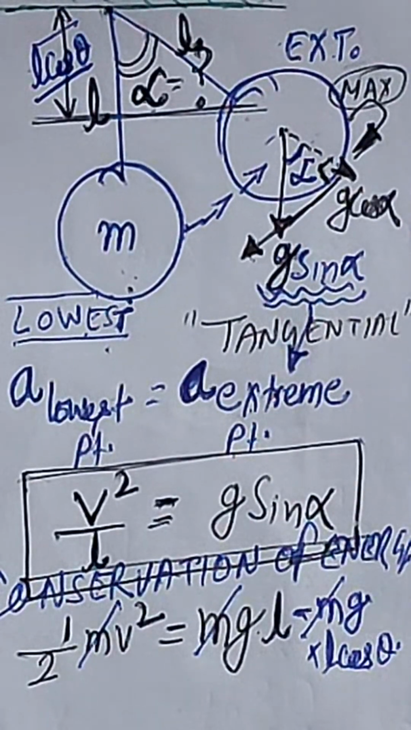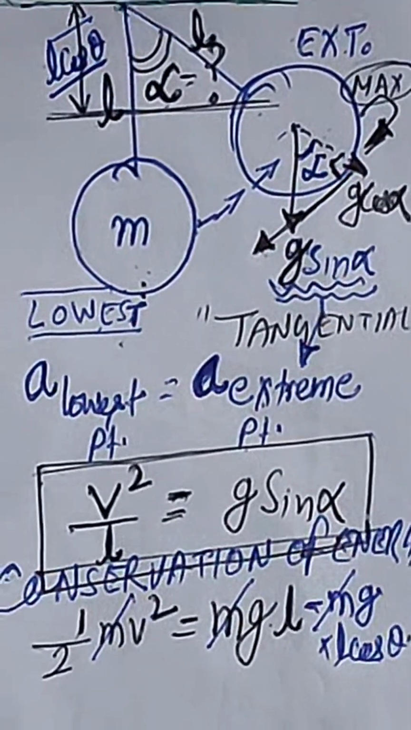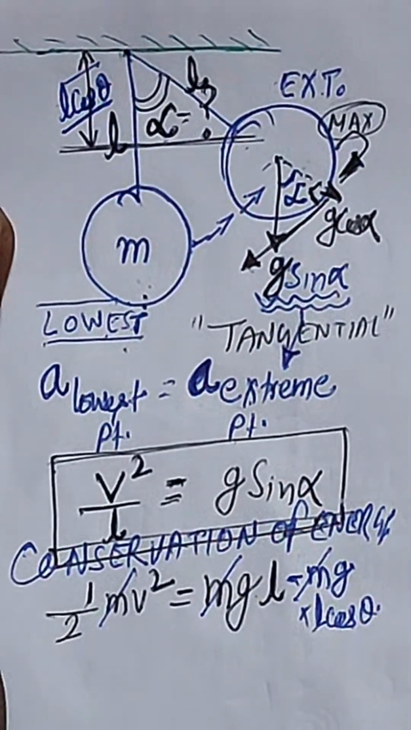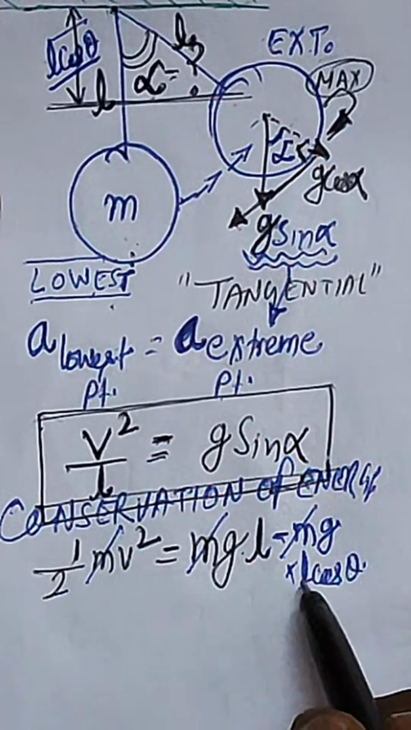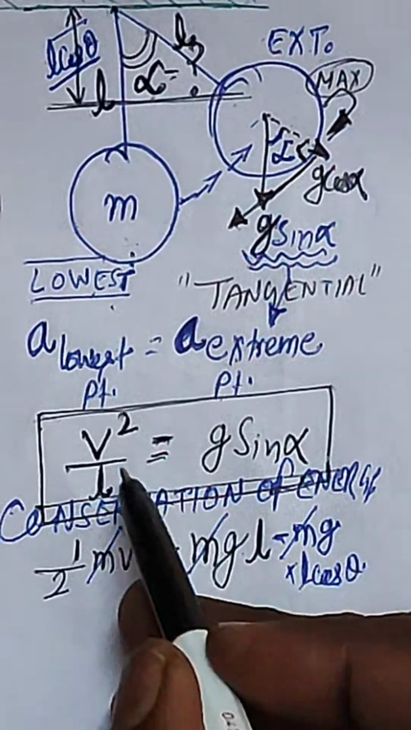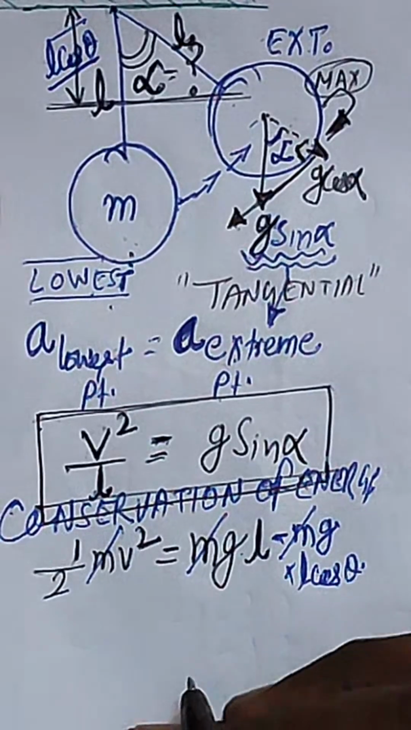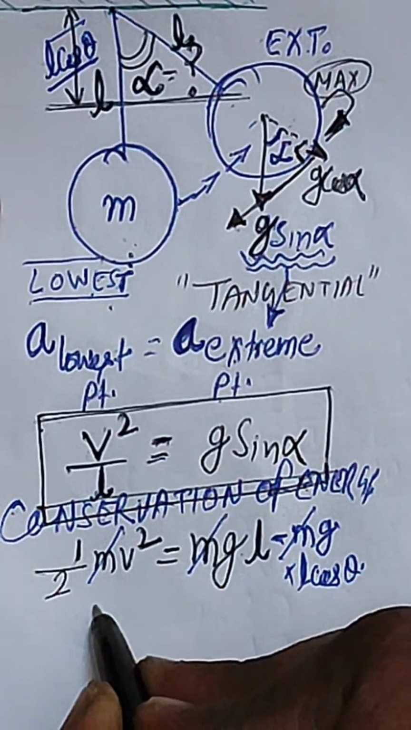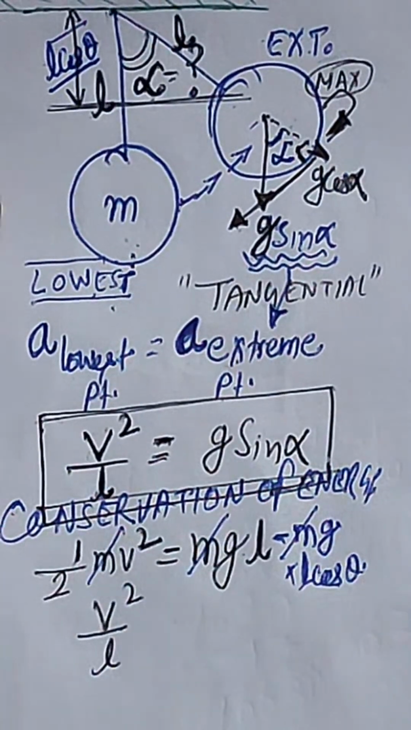And we will be having certain details. Let me show you. So from here you can see v square by L is here, v square by L, right? So just write v square by L into the LHS.